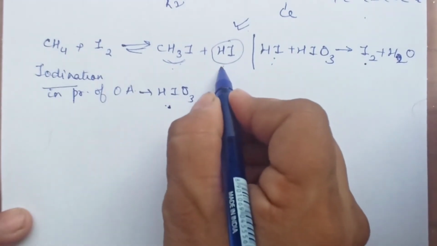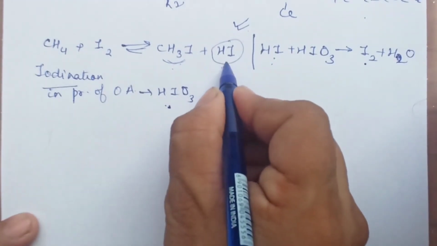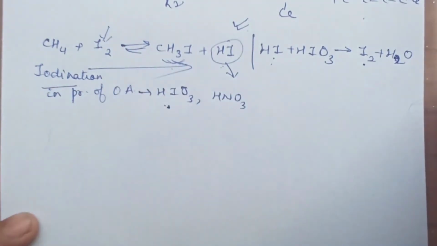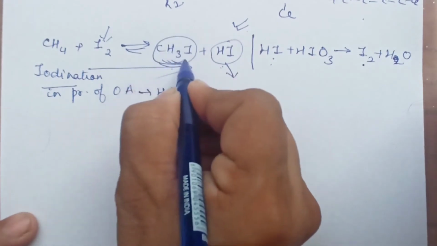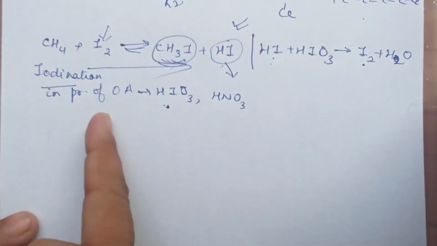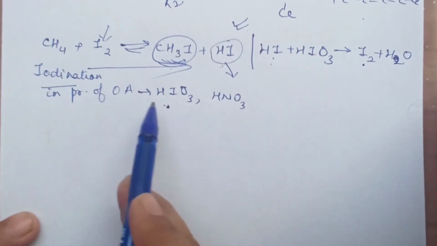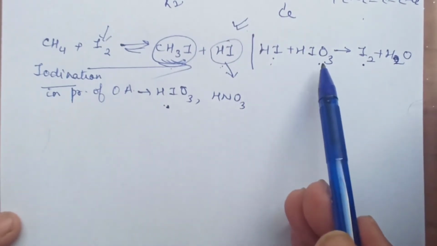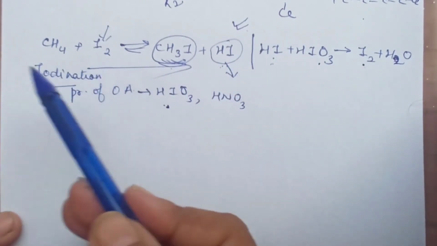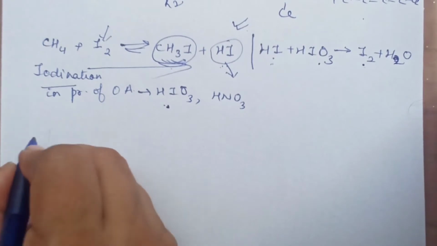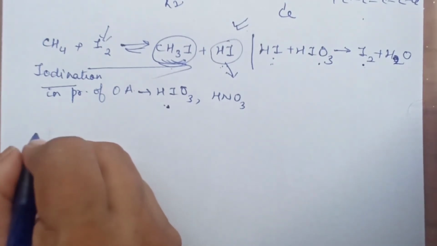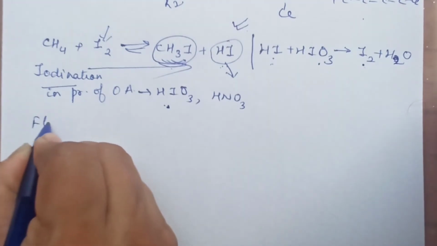So as per Le Chatelier's principle, when the product is removed and the reactant is added, the equilibrium will shift in the forward direction. So you will get more quantity of alkyl iodide. Got it? So iodination is always carried out in the presence of a strong oxidizing agent, because the oxidizing agent will oxidize HI to form I2. Product is removed, reactant is added, so the equilibrium will shift in the forward direction. Clear?